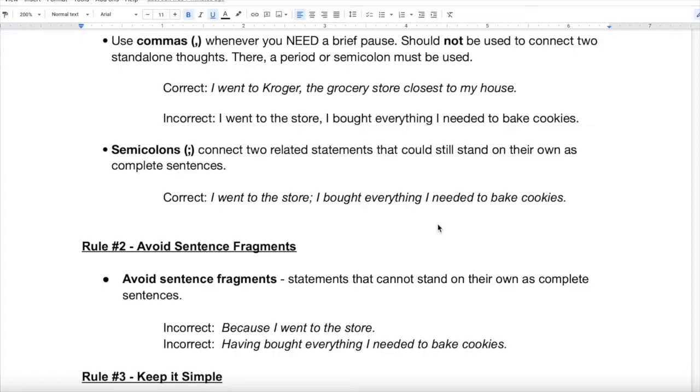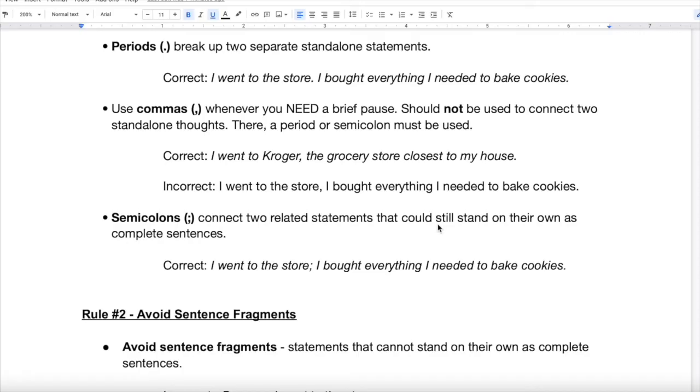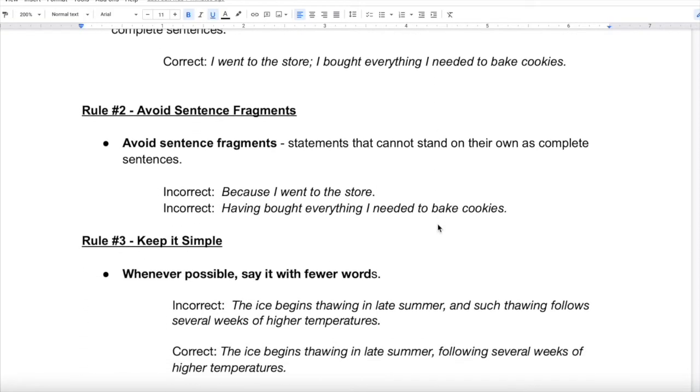Awesome. Any questions before we move on? No. That's all you need to know for punctuation. That's not bad. Some other tests get a lot more complicated. SAT gets a lot more complicated, and ACT gets a lot more complicated. You just need periods, commas, and semicolons. That's all you need for the TSI.